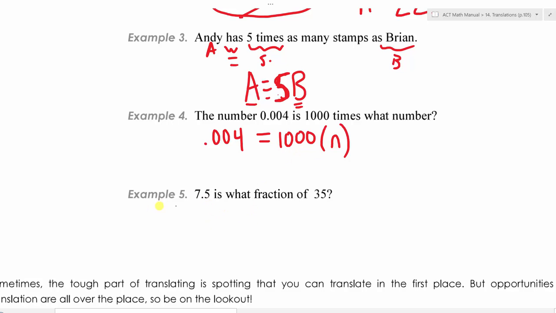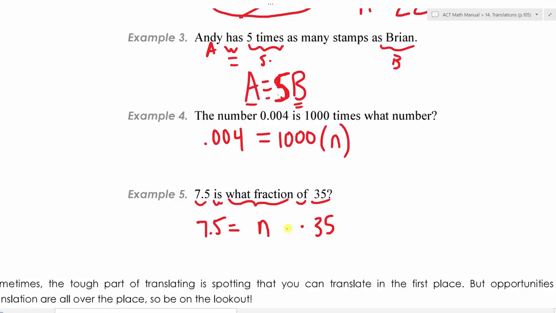And then this number 5, some students get a little bit confused about what to do with the what fraction. So we've got 7.5, the is, the what fraction, the of, and the 35. So 7.5 is, I'm going to leave this blank for 1 second. We know this is going to be of 35. Remember that what fraction is almost exactly the same as just an unknown. So we don't need to do anything fancy here. We don't need to put in a numerator or a denominator or anything. We can just do n.